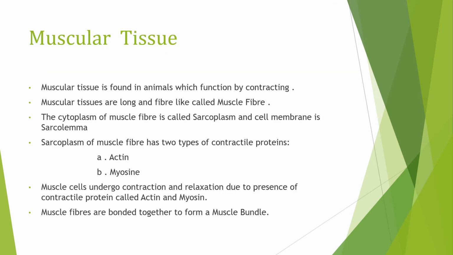Next we come to the muscular connective tissue. Muscular tissue is found in animals and functions by contracting. It is associated with the movement of body parts. Muscular tissues are long and fiber-like, called muscle fibers. The cytoplasm of this muscle fiber is called sarcoplasm and the cell membrane is called सार्कोलेमा.